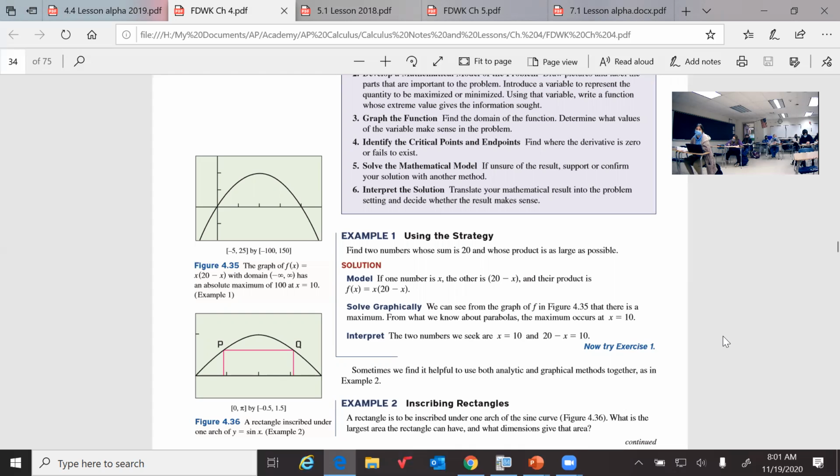Call that P for the product. So P equals 20x plus a negative x squared. We want the maximum product. Does that make sense? So what do you think of doing? What's on the quiz?